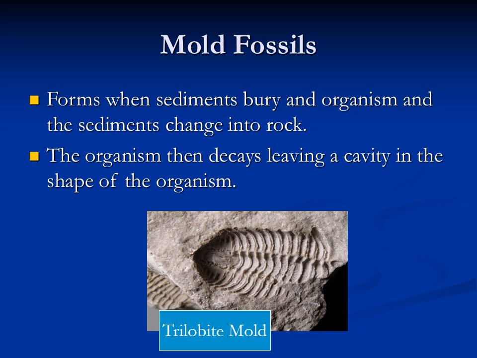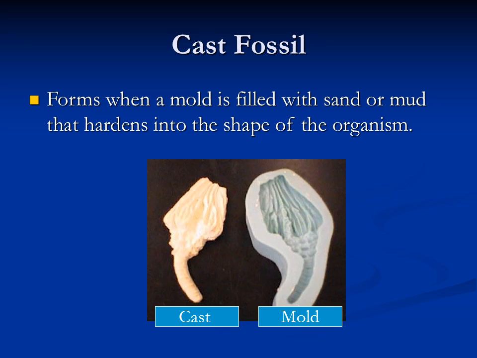So mold fossils. When you make a mold of something, it basically leaves like an imprint. So that's exactly what this is. It forms when you have sediments bury the organism and the sediments change into rock, leaving behind this imprint, leaving a cavity, which is like a hole in the shape of the organism. And this is specifically a Trilobite mold, which is very, very old. A cast fossil forms when a mold is filled with sand or mud, and then that thing hardens into the shape of the organism. So you actually have a casting or a 3D piece of what the organism looked like.